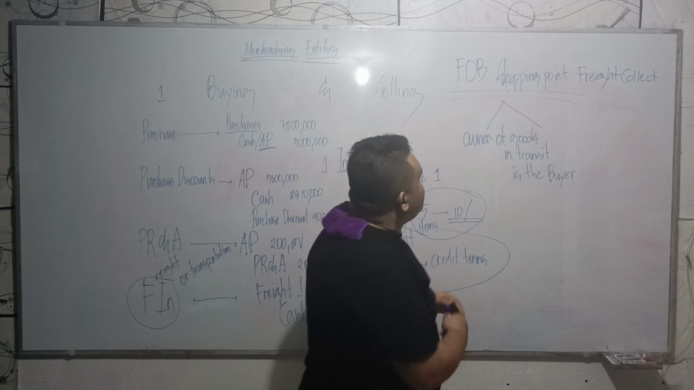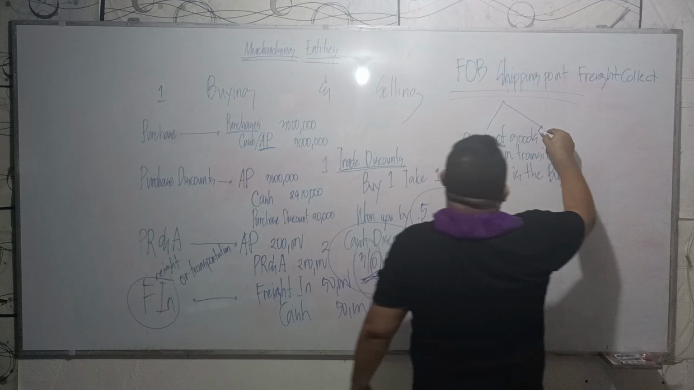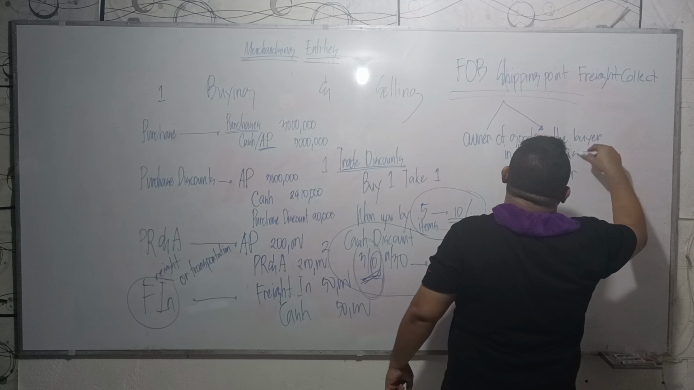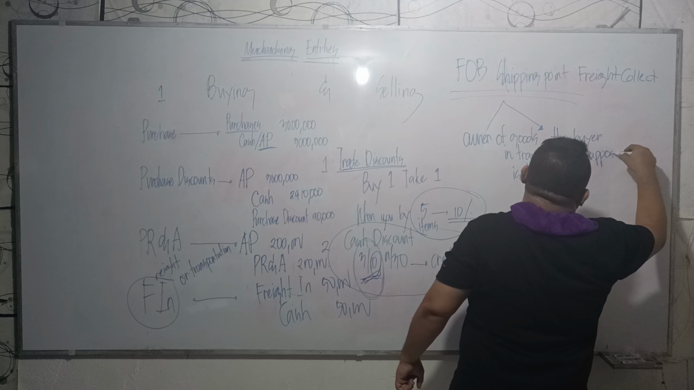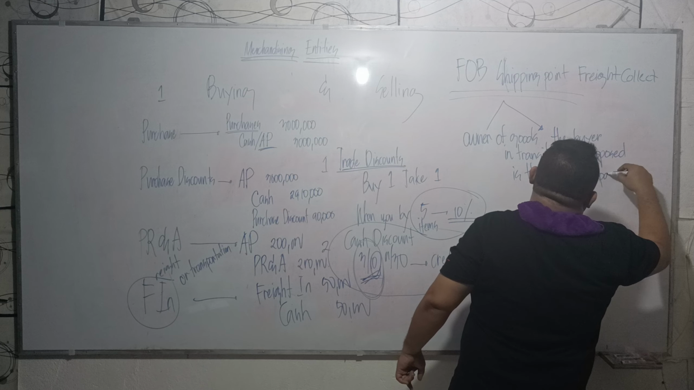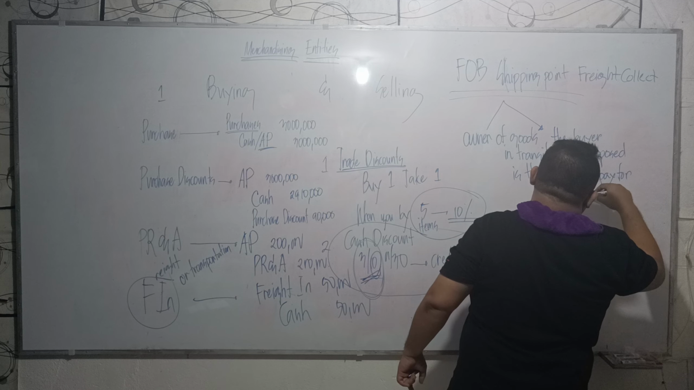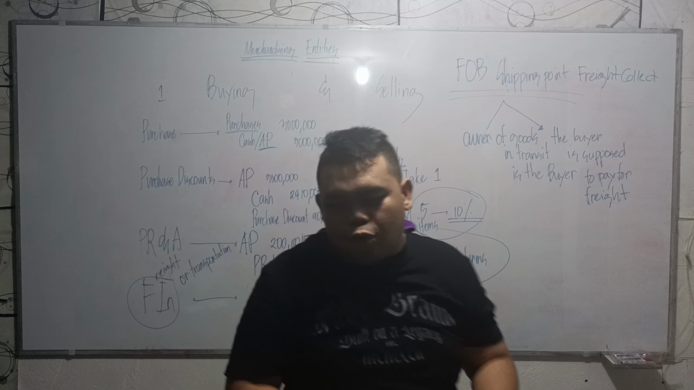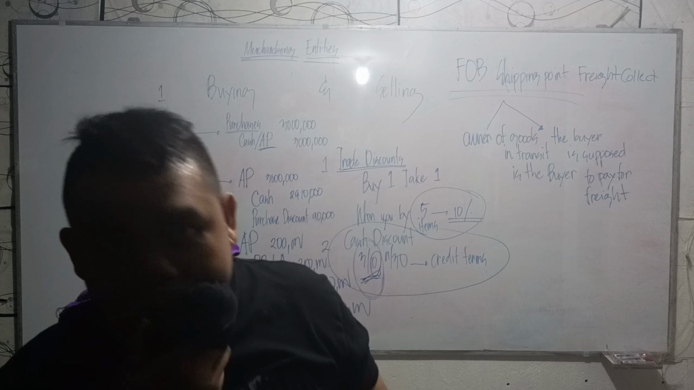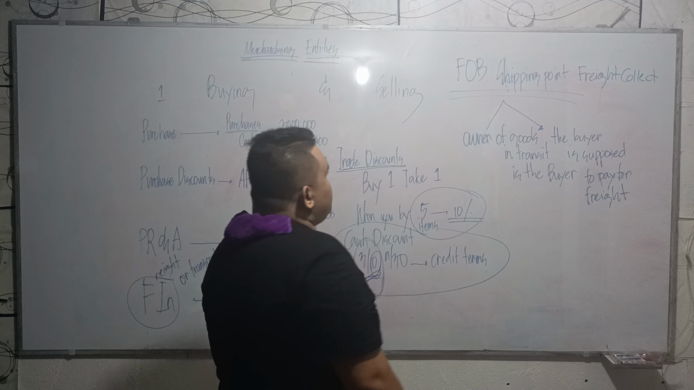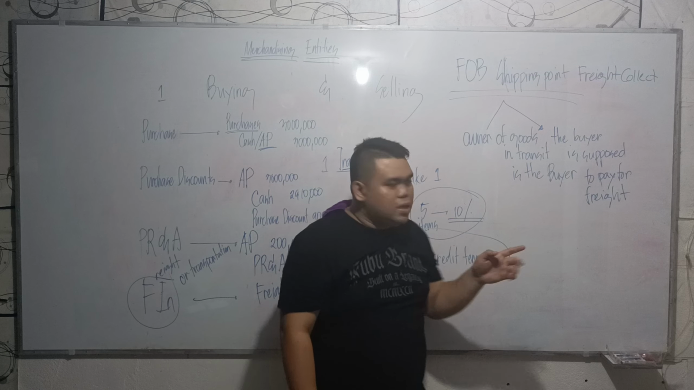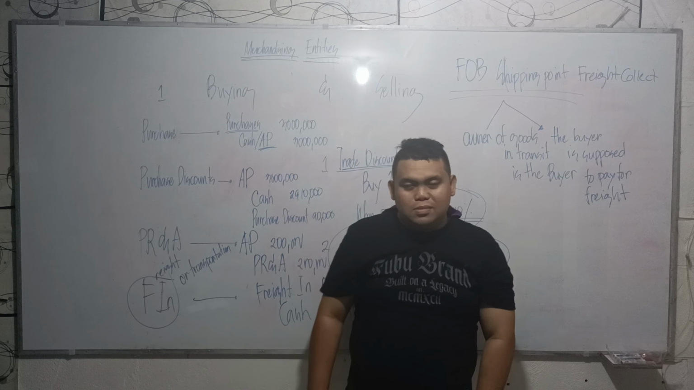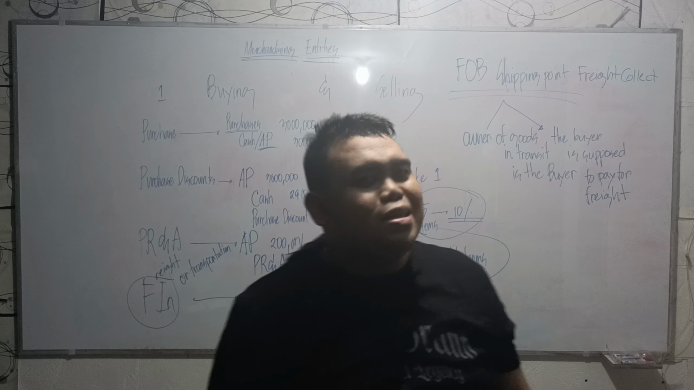Okay? And another meaning of that one is that the buyer is supposed to pay for freight or transportation. So those are the two meanings of the FOB shipping point. And you have to remember that. Okay? Again, what's the meaning of FOB shipping point? The owner of the goods in transit is the buyer. Of course, the buyer is supposed to pay for the freight. Of course, because he's the owner of the goods in transit.